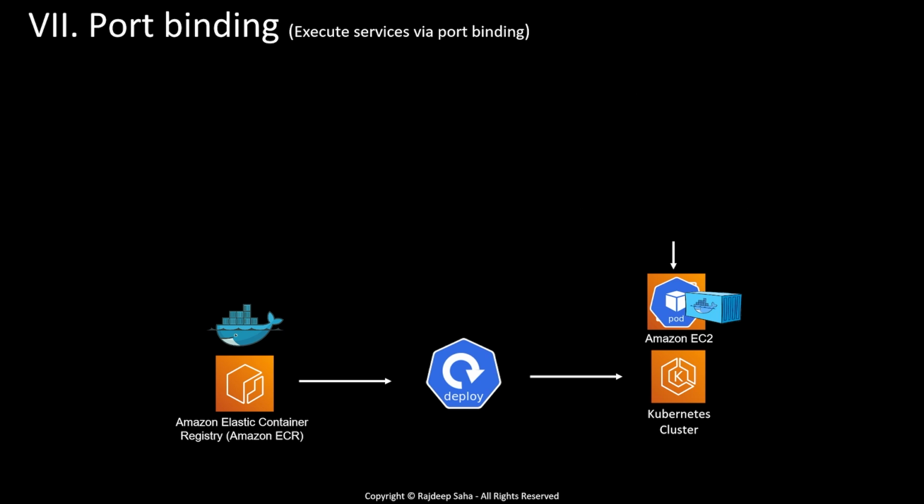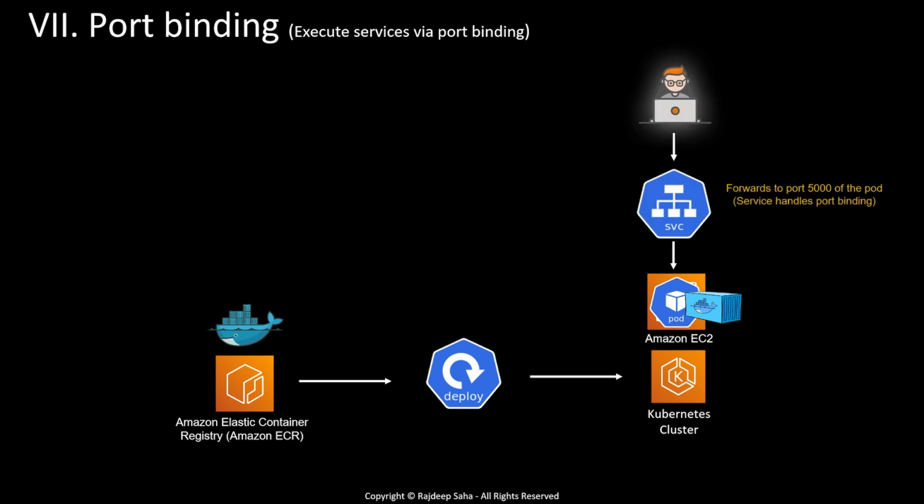So you introduce a service in between, and this service will give you a URL, and the user will type in the URL without any port number. And this service, by using port binding, will forward the traffic to the appropriate port on the back end. So in this case, it will forward the traffic to port 5000 of the pod. So the service handles this port binding. Another advantage is, since you are exposing it through a service, another application can also call this URL without knowing which specific port to call.